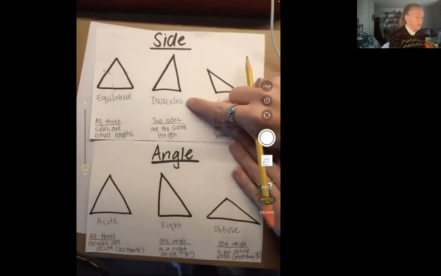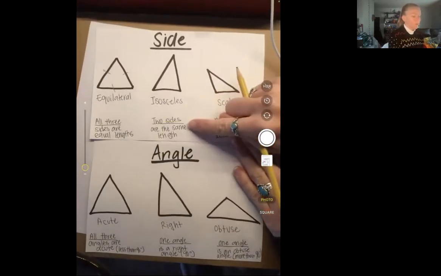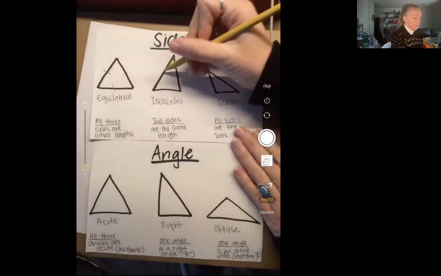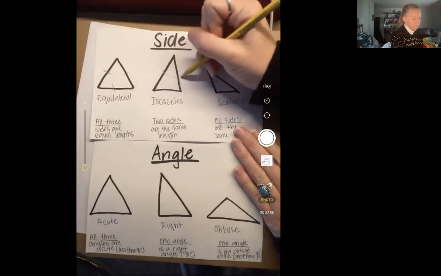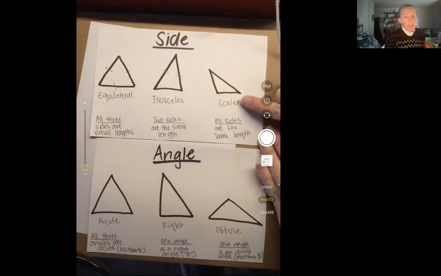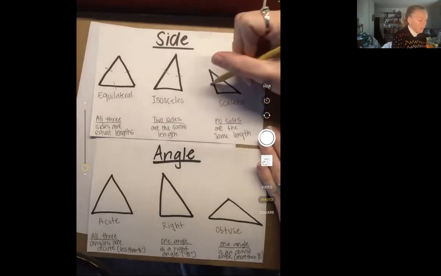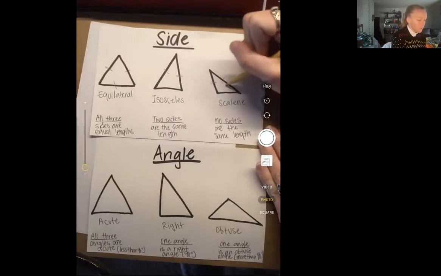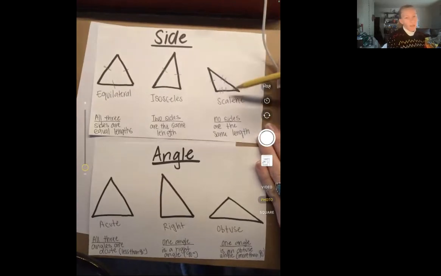Next, we have an isosceles triangle. There are only two sides that are the same length. Then we have a scalene triangle. No sides are the same. So I have 1, 2, and 3. None of its sides are the same.